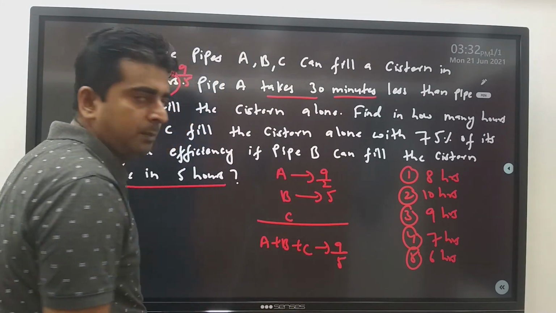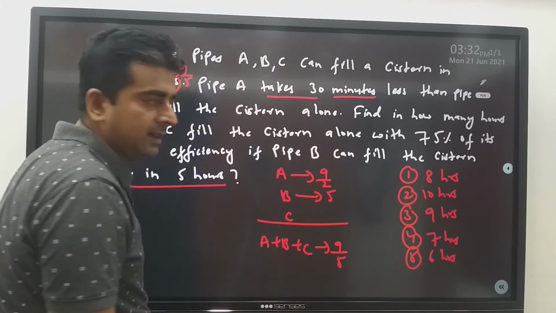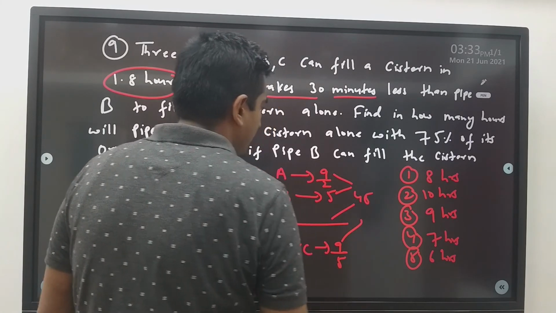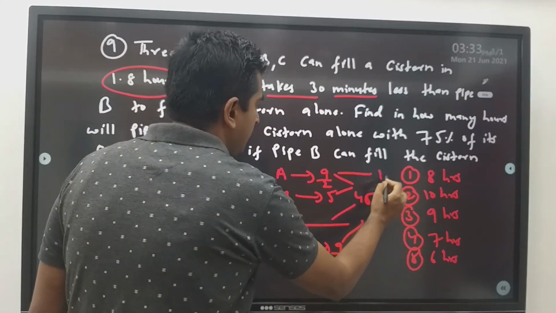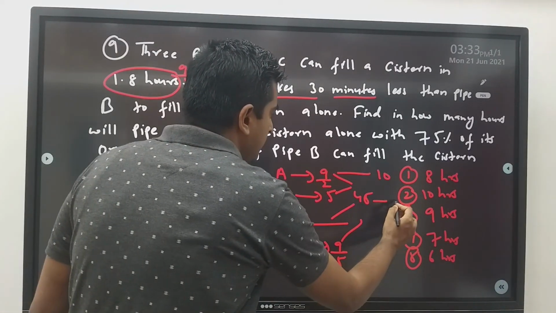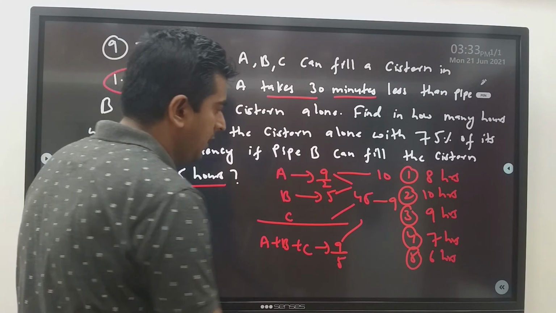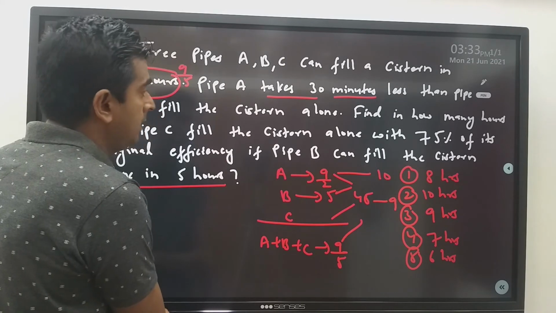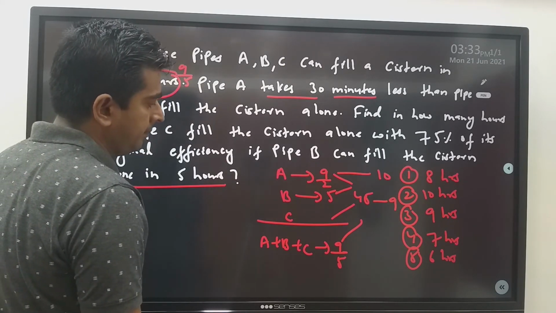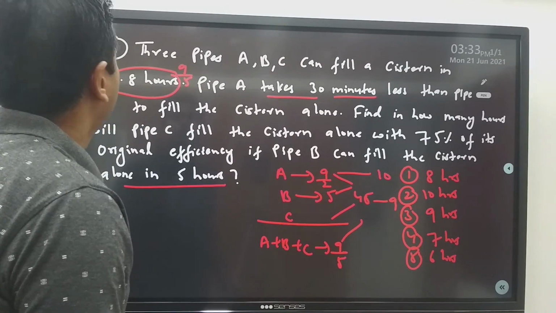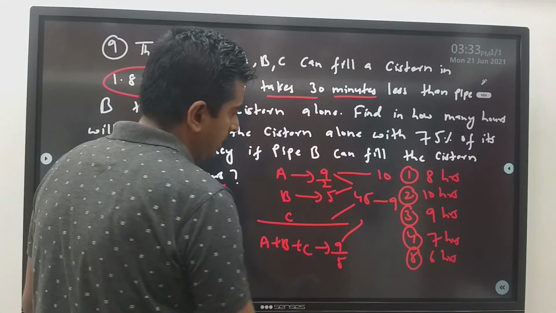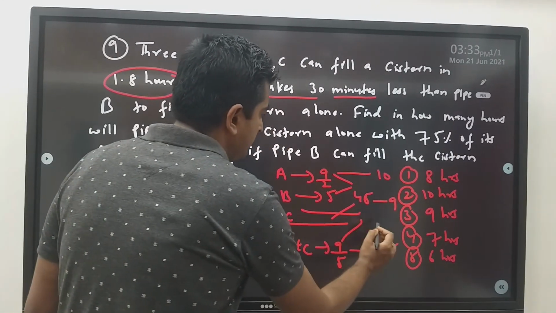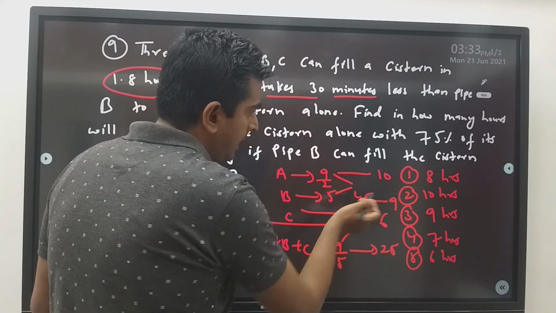9 by 2, 5, and 9 by 5, what is LCM? 9, 5, 9, what is LCM? 45. So A efficiency will be how much? 10. B efficiency will be how much? 9. A plus B efficiency will be how much? This will be how much? 9 by 5, right? So this will be how much? 25. Right? 25. So C efficiency will be how much? 6 how? 25 minus 19.